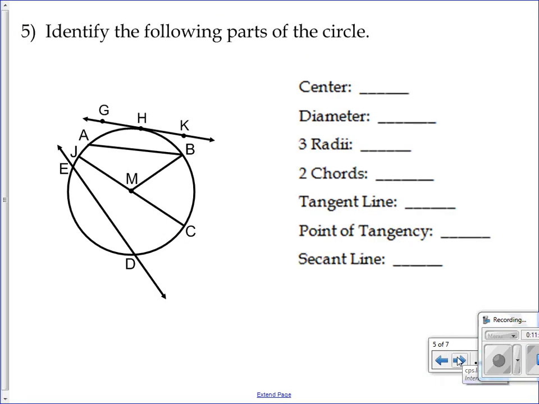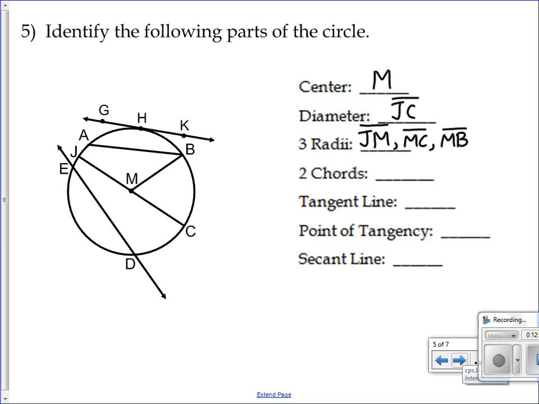All right, let's look at number 5. This one's pretty straightforward. We're just identifying the following parts. So I'll just go through it. The center is M. There's one diameter, JC, but make sure you put the segment bar above it. There are 3 radii. One of them is JM. Again, make sure you have the segment bar above it. The other one's MC, and the third one is MB.